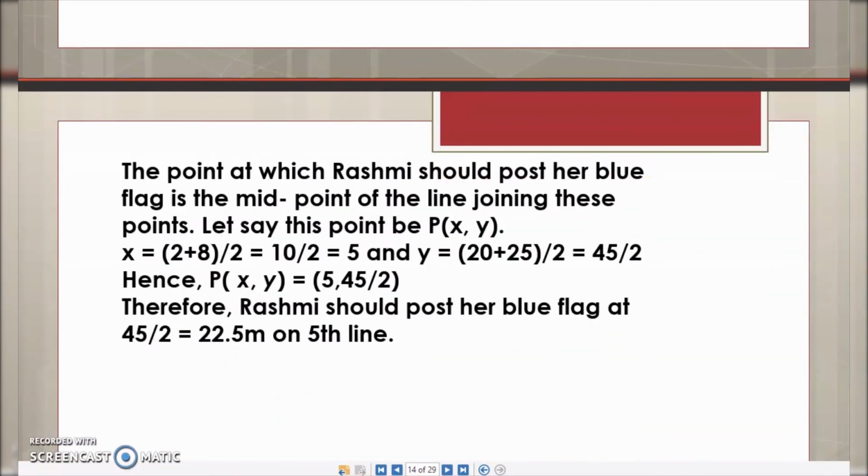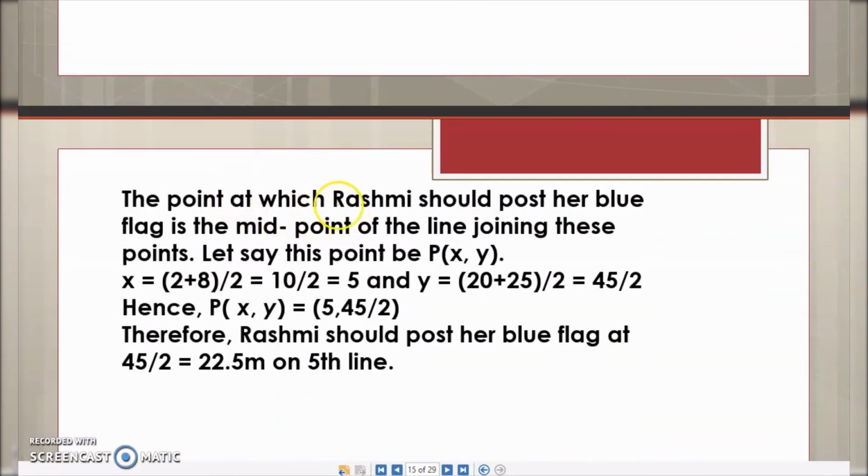And the next part is to find the coordinates of the point where Rashmi should post her blue flag, and that is nothing but the midpoint. So the midpoint can be found easily by (x1 plus x2) by 2, (2 plus 8) by 2, that is 5, and (y1 plus y2) by 2, that is 45 by 2. So these are the coordinates of the flag that should be posted by Rashmi. So that is the 5th line and 22.5 meter on that line.